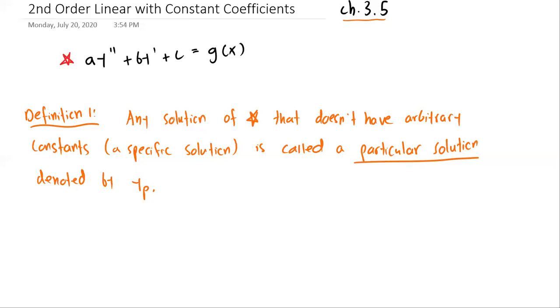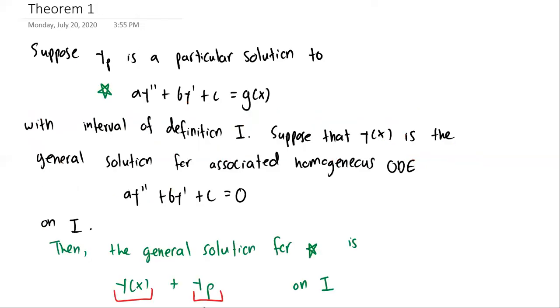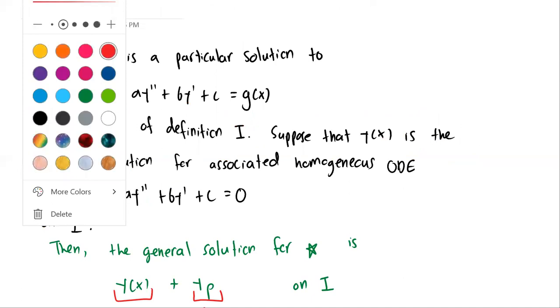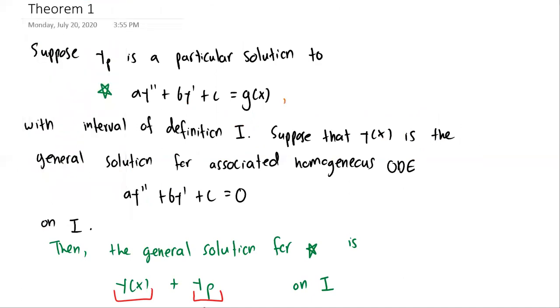Any solution of star that satisfies this is a specific solution. We're going to give it a name: we're going to call it a particular solution, and denote it by y sub p. The variable y because it is a solution, and subscript p because it's a particular solution. Now, this is all the setup we need. Now we can go directly to the theorem. I'm just going to write something here. I'm going to make it specific that g of x is not equal to 0. Okay, so this is the theorem that we're going to use to solve differential equations when they're not homogeneous.